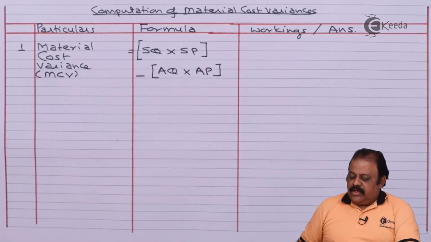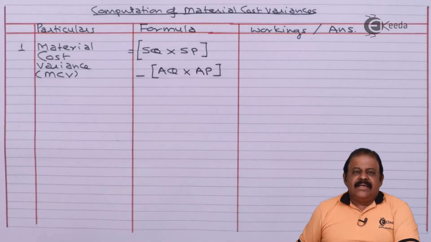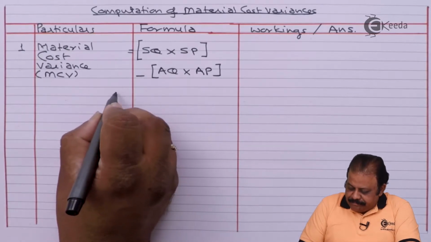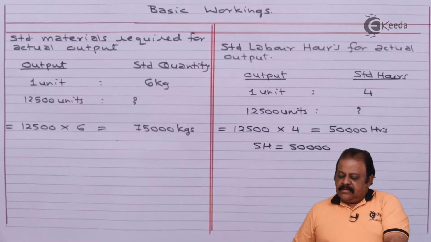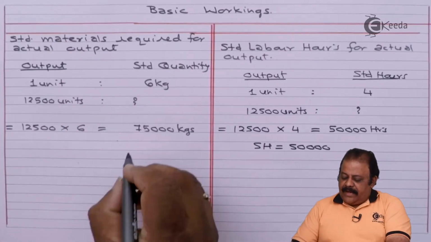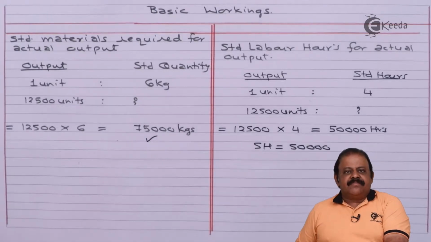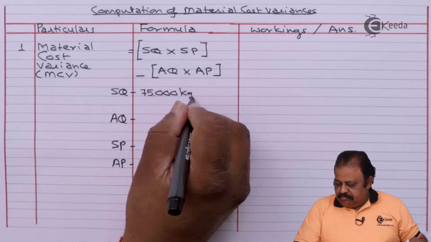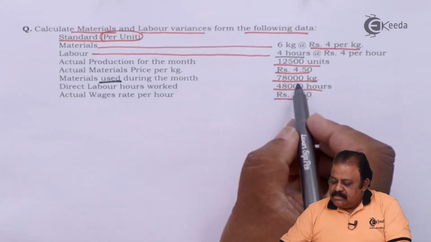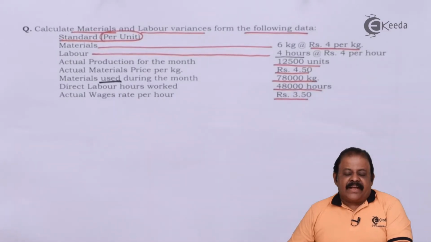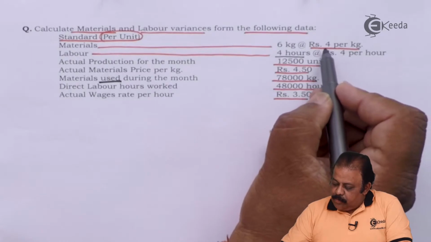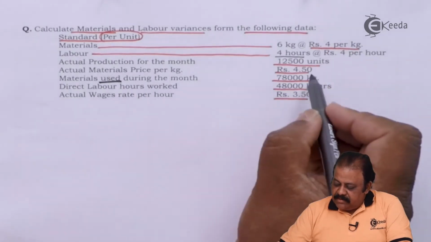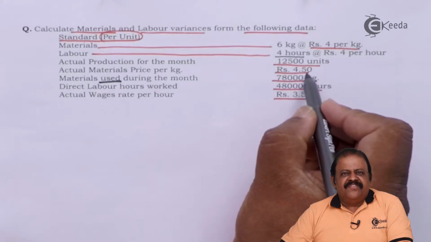Material cost variance formula is standard quantity multiplied by standard price minus actual quantity multiplied by actual price. Standard quantity for actual output we have calculated 75,000 kg. Material used during the month 78,000 kg, this is actual quantity. Standard price rupees 4 per kg. Actual price rupees 4.50.